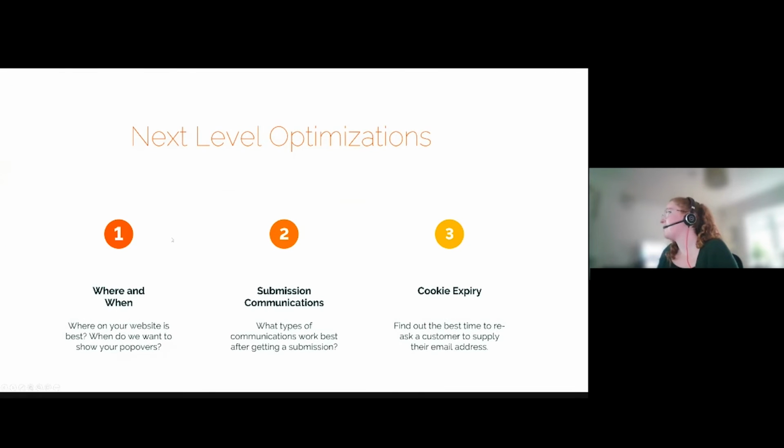Our next rung, our next level optimizations. The next one, we're looking at where and when. Where on your website are you placing it, and when do we want to show your popovers? This is all about audience targeting. Are your popovers most effective after someone has browsed a few different product pages? Or is it more effective to have them deploying on product pages themselves rather than the homepage? Generally, I'd suggest the homepage. That was probably a poor example, but we can start to get into those sorts of elements.